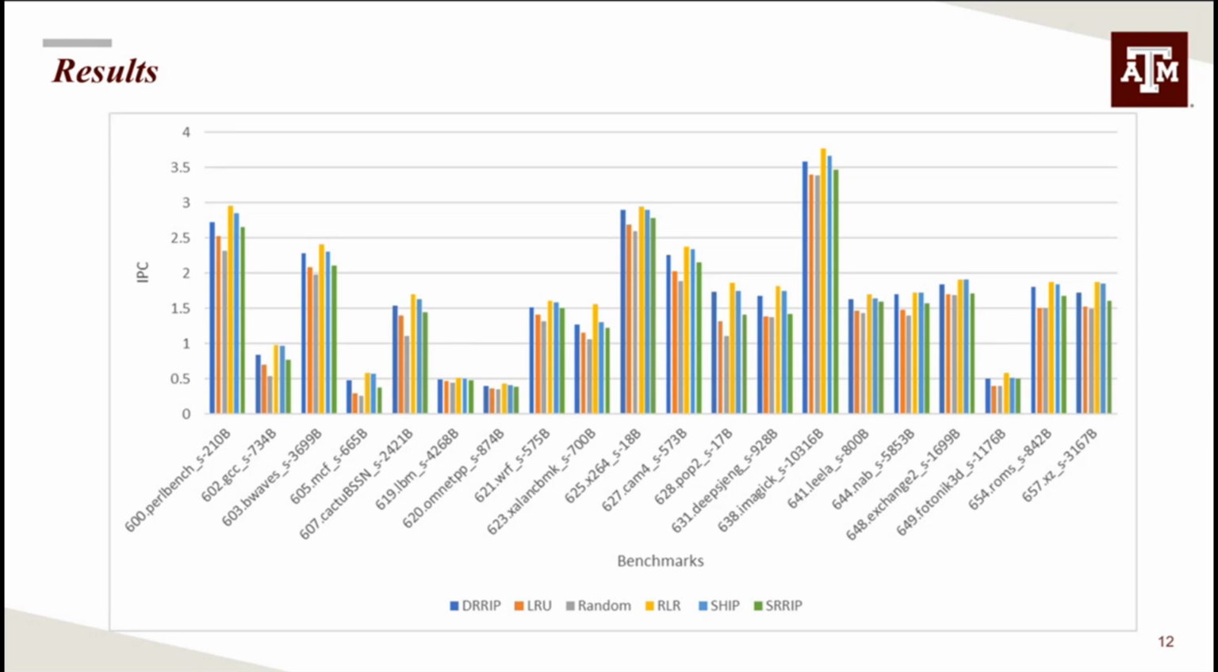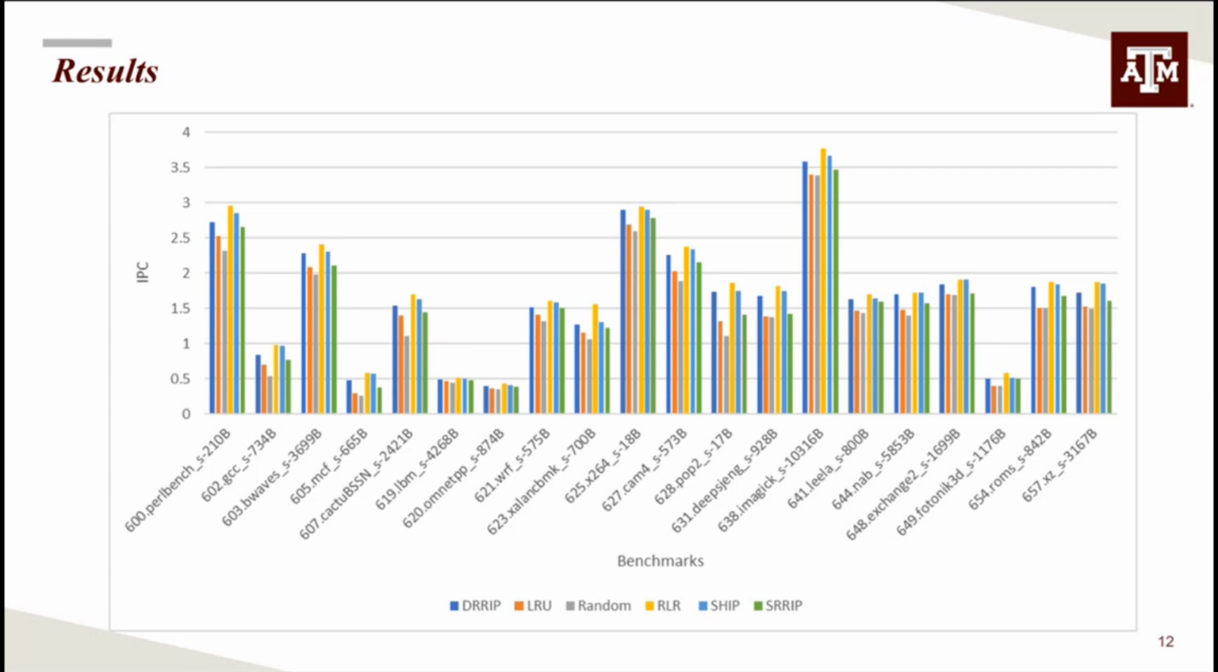Now, if you look at Xalan, DRRIP and SRRIP spike to 3.578 and 3.463, while RLR drops to 1.869. This shows static policies can sometimes outperform learning-based ones in specific workloads. Across benchmarks like MCF and XZ, RLR and SHiP consistently lead. RLR hits 3.763 in MCF and 1.871 in XZ, while LRU falls to 3.398 and 1.524. Random is often the lowest, like 1.103 in MCF, showing its inefficiency.